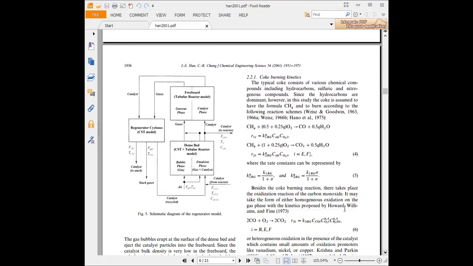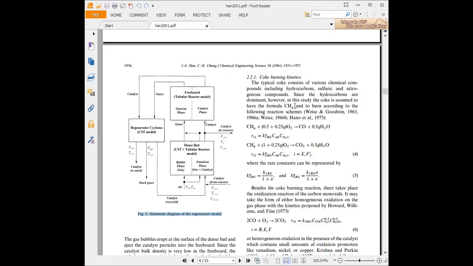So now this is the second approach, the schematic diagram of the regenerator. The first one was the reactor, and now this is for the regenerator. Okay, so the regenerator cyclones are considered to be a continuous stirred tank model. Already we have discussed it in our previous session.